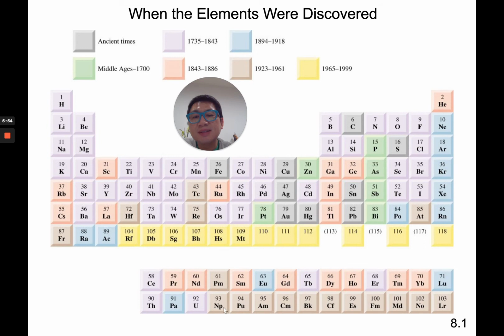Some more recent ones are also down here: neptunium, plutonium, americium, all these elements down here. So all these elements past uranium. Uranium is the last element on the periodic table that is naturally occurring. Okay, so there are, I forget, only 89 or 88 naturally occurring elements. The last natural one on the periodic table is element number 92, meaning elements 93 and up are man-made. There's no such thing as plutonium mines.